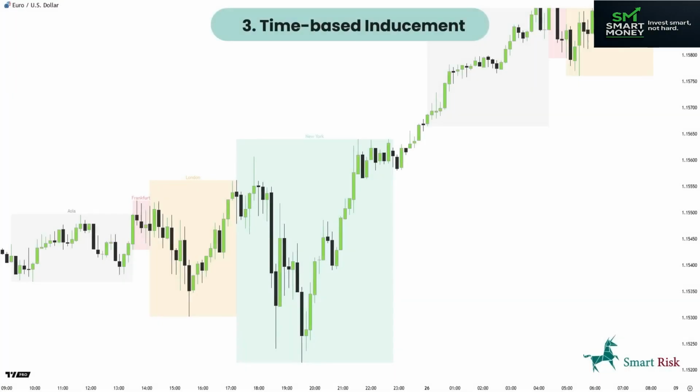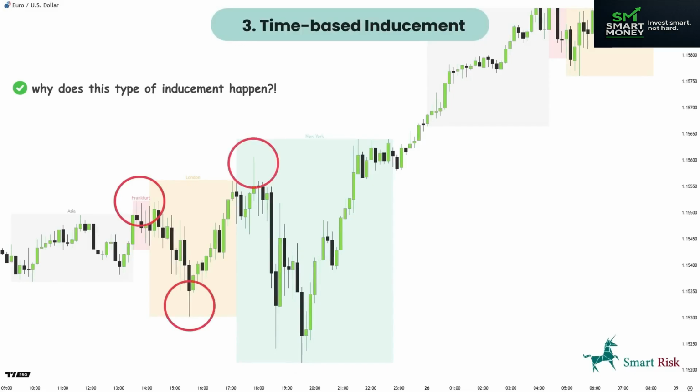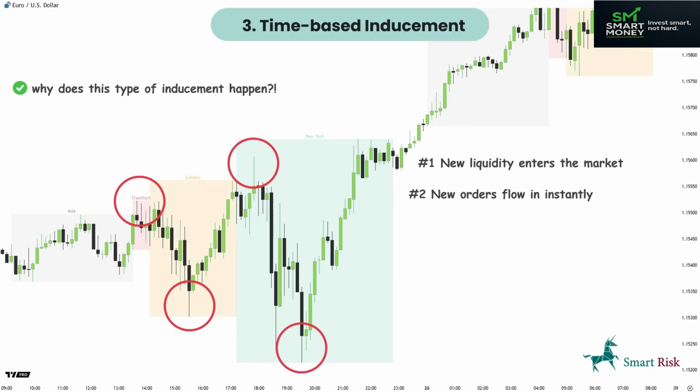Now you might ask, why does this type of inducement happen? It's because during major session openings, several things occur at the same time. New liquidity enters the market. New order flow enters the market instantly. Retail traders become most active, and smart money uses this exact moment to manipulate price and create a fake move to trap traders, collect liquidity, and then deliver the real move they intended all along.